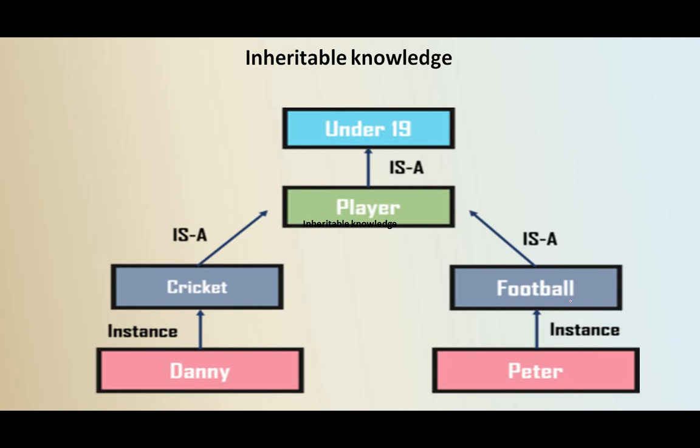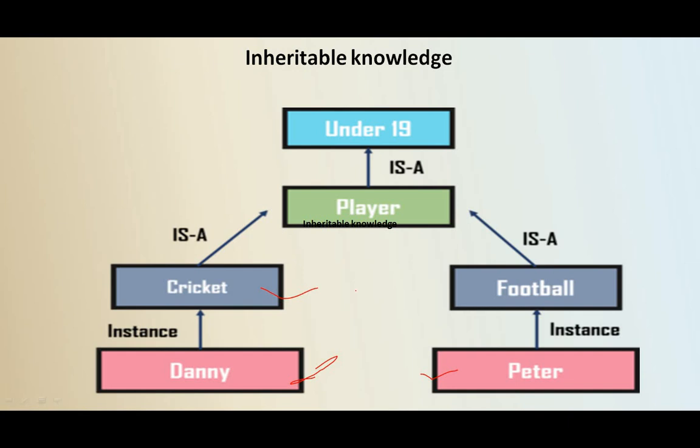So what are the instances here in this diagram? Danny and Peter are the instances in this particular diagram. Danny is one of the instances, and Peter is also one of the instances. And what are the games here?